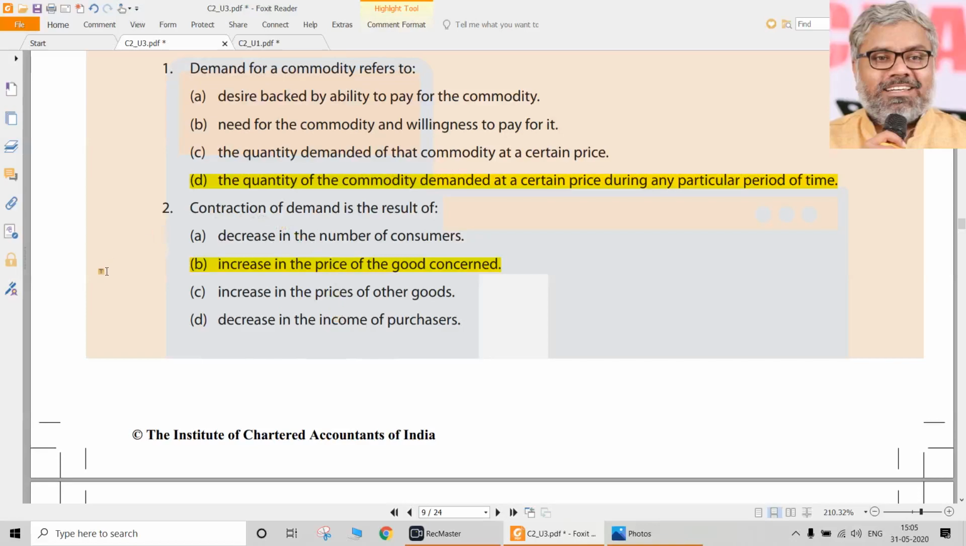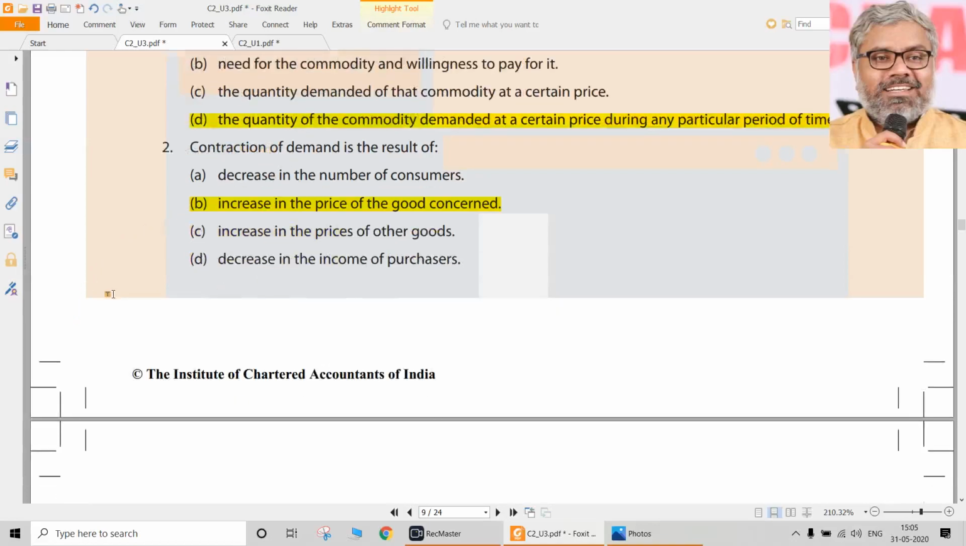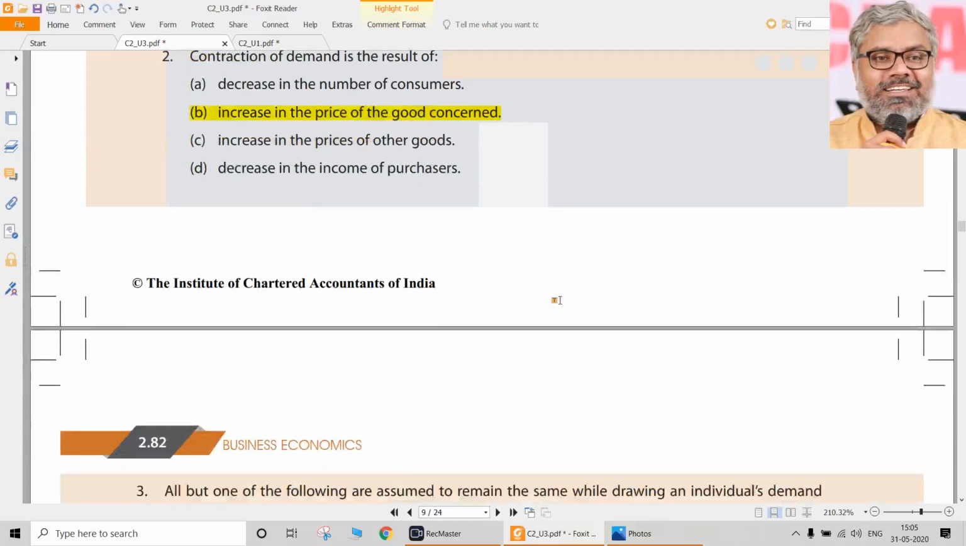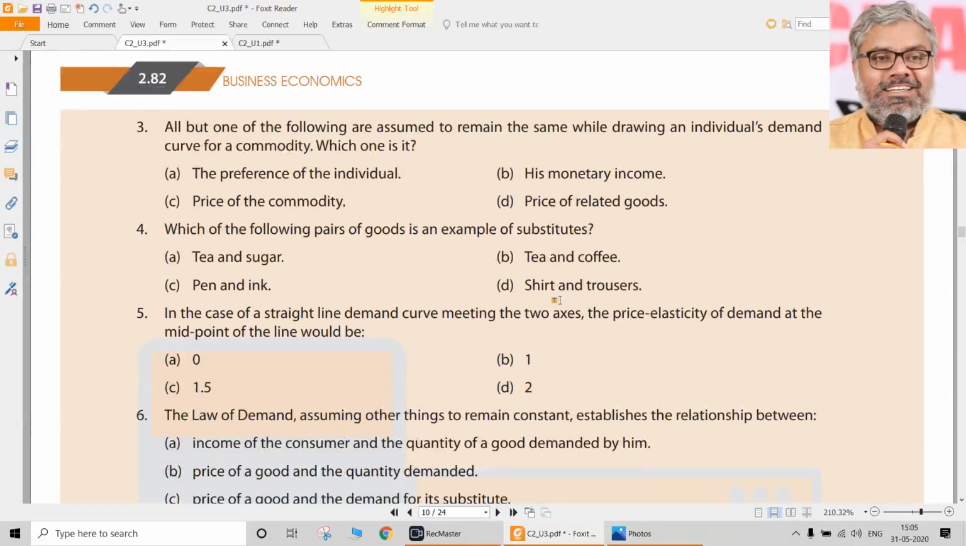When we use the word contraction of demand or expansion of demand, the change in the quantity demanded is happening due to a change in price only. So here contraction means quantity demanded has reduced. Why has it reduced? What is the possibility? Only one possibility: increase in the price of the goods concerned. That's it. That is option B for question number 2.